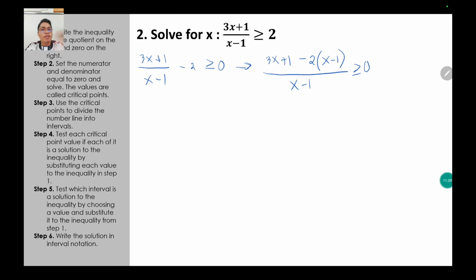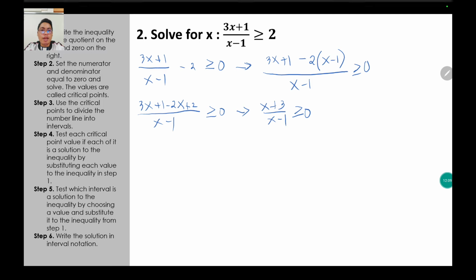Gagawin natin yan dito. So, gagawin natin siya dito. Ano na to? (3x + 1) - (2x + 2) all over x - 1 is greater than or equal to 0. And then, we can now have simplified it: (x + 3) over (x - 1) greater than or equal to 0.